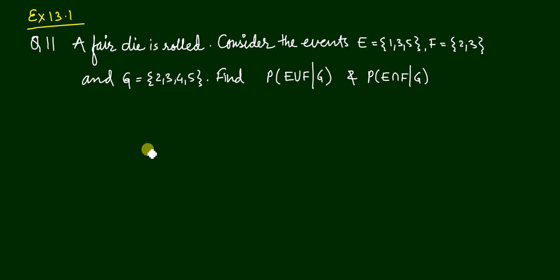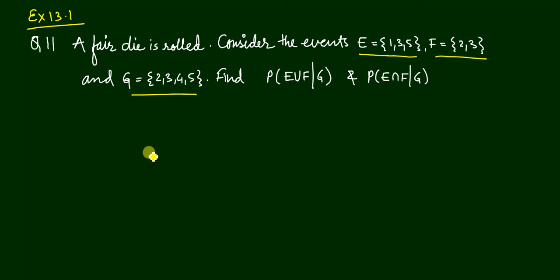In this video we will discuss problems of exercise 13.1 which are related to conditional probability. The first problem is problem 11 of the exercise, and this is what: a fair die is rolled. Consider the events. E event is what, outcomes of E event are 1, 3, 5 and F is this, and G event is this.